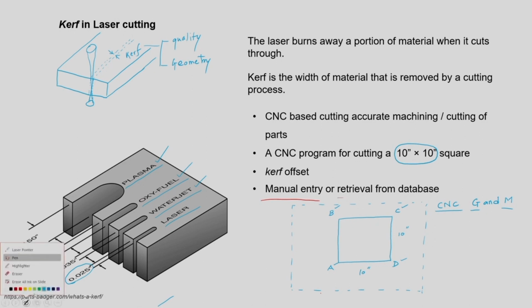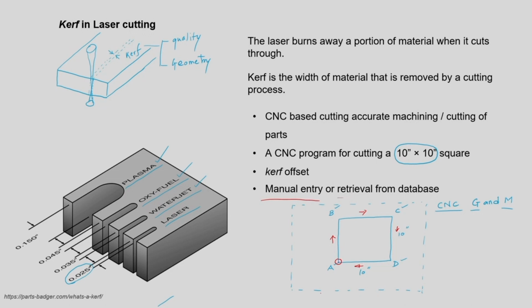Now, if we consider a laser which is having a certain curve, this is located at this point. We are starting and moving along A to B, B to C, C to D, and will return to A from D.